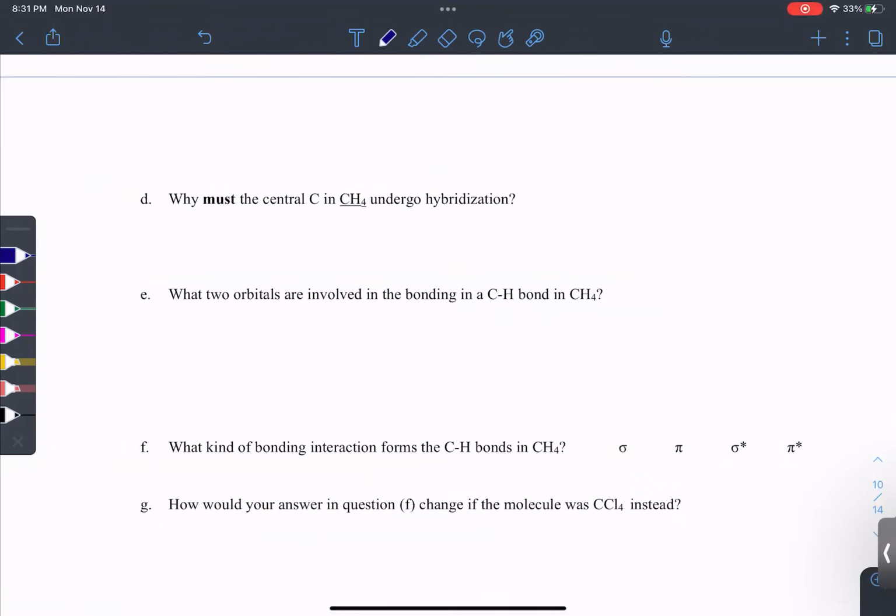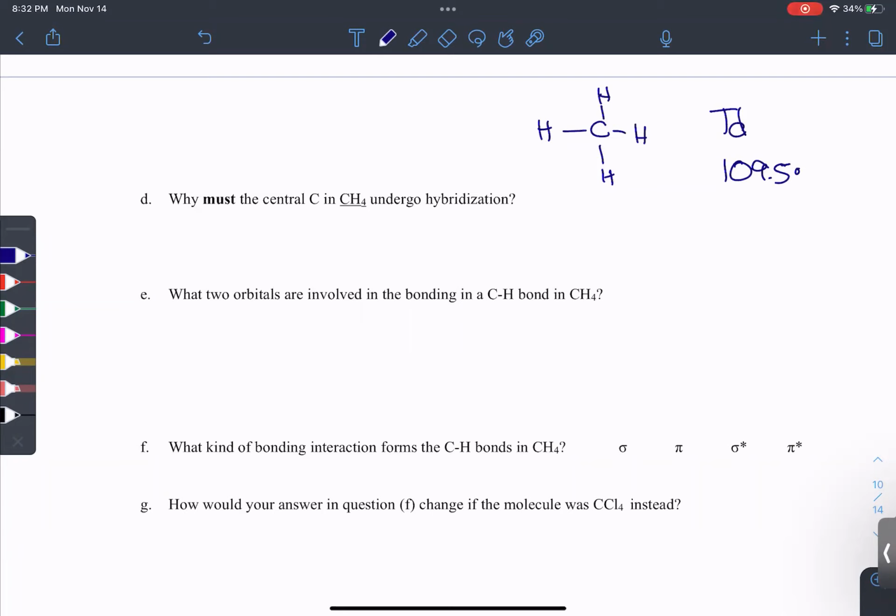Okay, so here's another question. Why must, when we draw methane, 4 electron domains, right? Why must carbon hybridize? Think about it. What's the shape of carbon in methane? Tetrahedral, right? That's what valence bond theory says. 4 electron domains, 0 lone pairs. It's tetrahedral. What's the bond angle in a tetrahedral? 109.5.